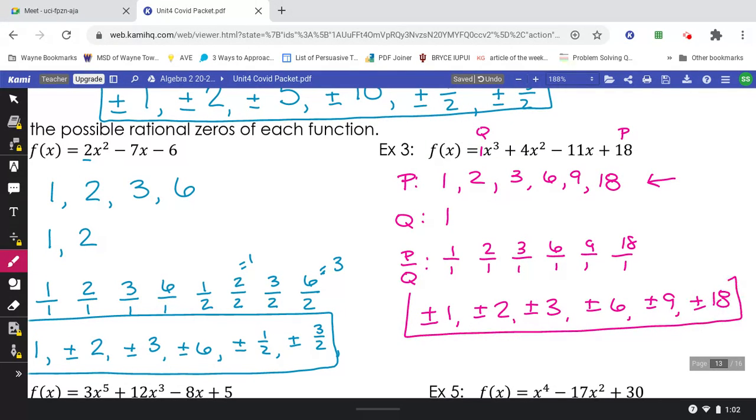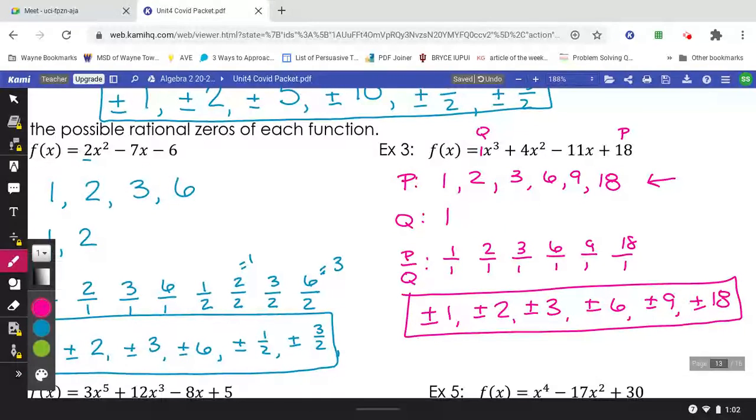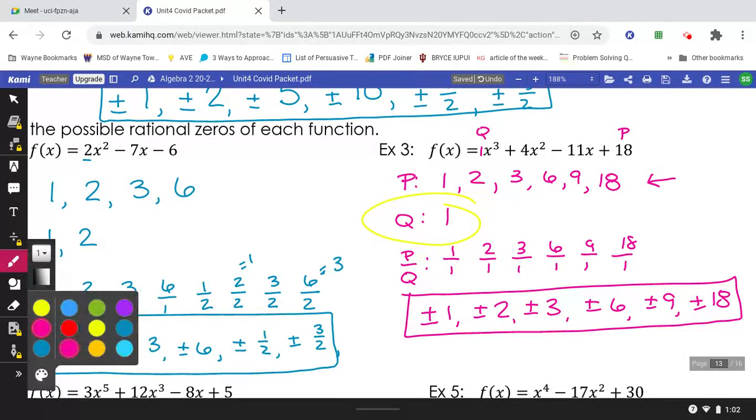And that'll always happen when you have just your Q of 1. So anytime you have just a Q of 1, pretty much your list of P values is going to be your final answer.